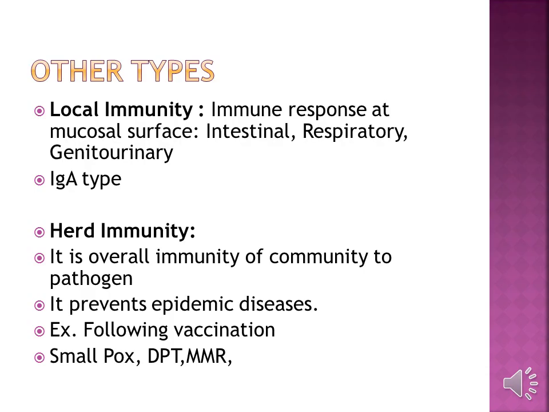Then other types: local immunity, the immune response at a mucosal surface, for example intestinal, respiratory or genitourinary mucosa, and it is of the IgA antibody type. Herd immunity is the overall immunity of a community to a pathogen. It prevents epidemic diseases. An example of herd immunity is following vaccination. Smallpox was eradicated because of smallpox vaccination, because of herd immunity. Other examples are DPT and MMR vaccines.